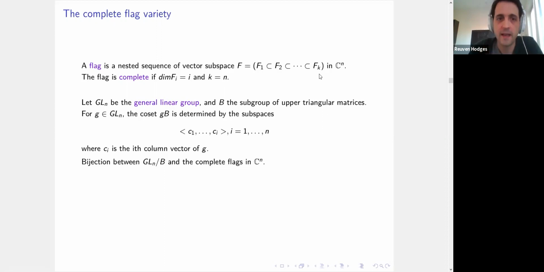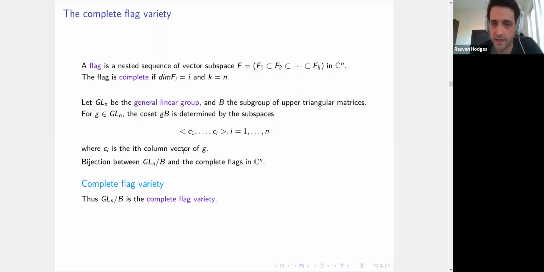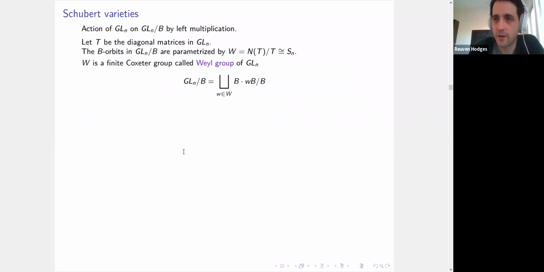And in fact, it's more than that. This actually gives you a bijection between the cosets in GLN mod B and the complete flags. And so this is why GLN mod B is often called the complete flag variety. And so there is a variety structure on this set of complete flags. So at this point you have this complete flag. One thing you might think about is actions on this complete flag. And there's a natural action of GLN on GLN mod B just by left multiplication. But of course, it isn't so interesting to study this orbit because, well, this orbit is everything.